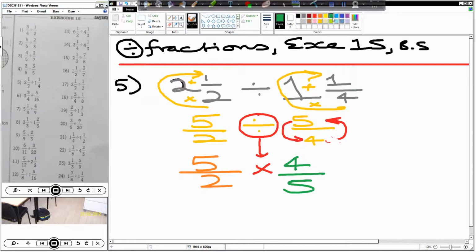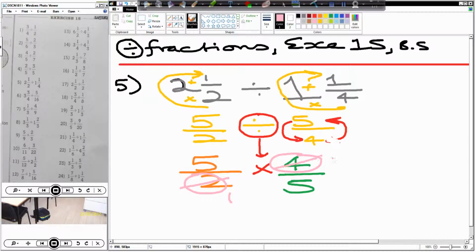Now, what do we do now? We do what we're supposed to do for step 2. Step 2 says, try to cancel, simplify diagonally, which is this way. So let's try to simplify diagonally. Will the 2 and the 4 simplify? Yes. What will they simplify by? 2 divided by 2 is 1.